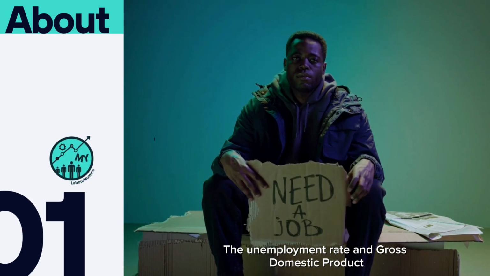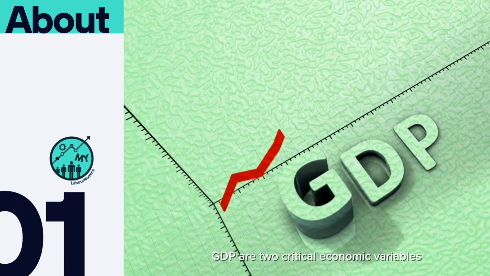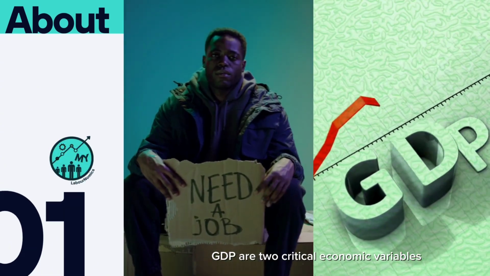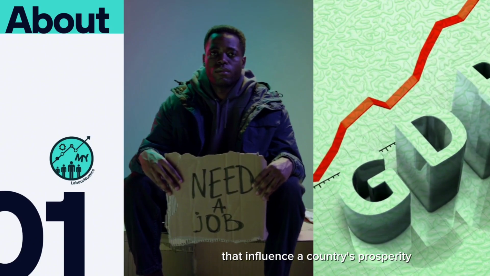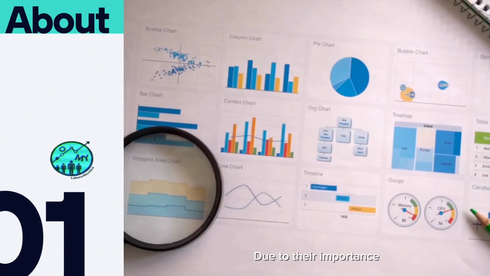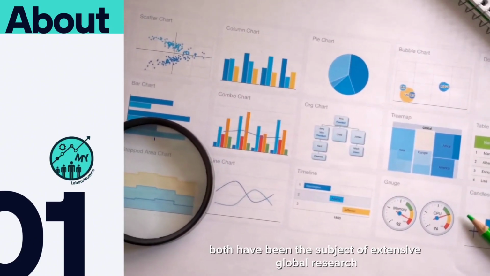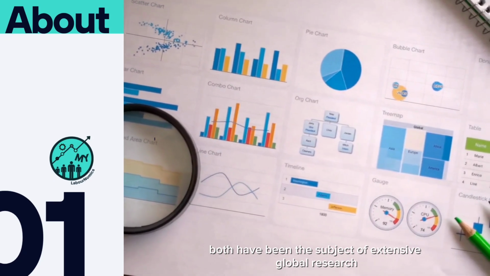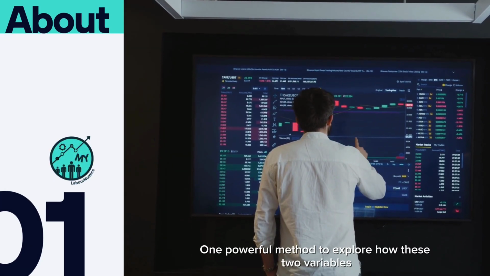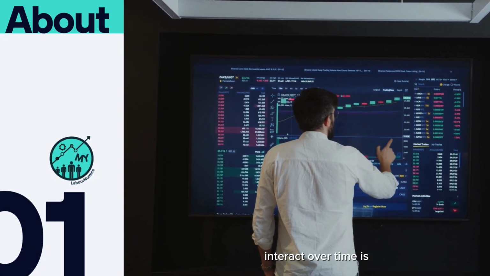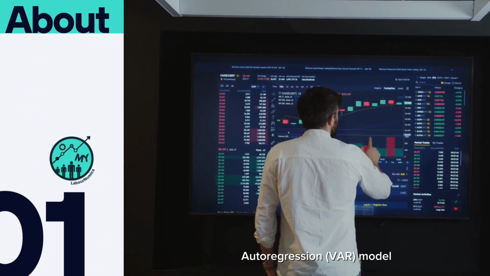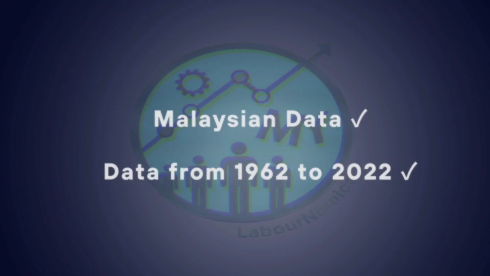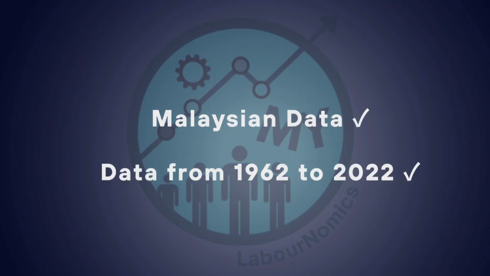The unemployment rate and gross domestic product (GDP) are two critical economic variables that influence a country's prosperity. Due to their importance, both have been the subject of extensive global research. One powerful method to explore how these two variables interact over time is through the vector autoregression (VAR) model. In this study, we applied the VAR model to Malaysian economic data spanning over 6 decades.